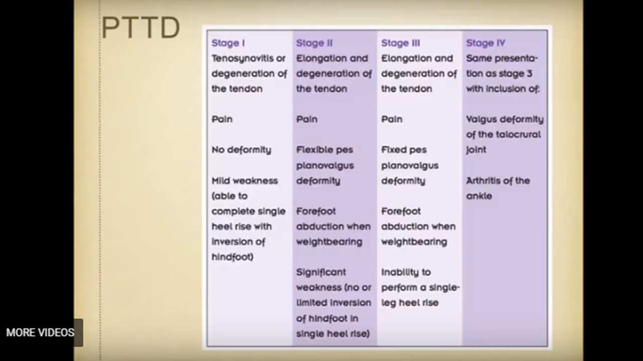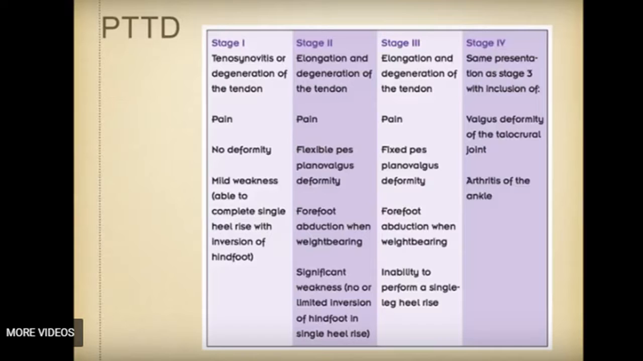Actually, I would bet that those in stage 4 probably have more pain than any of the other stages. Let's take another description. Let's take the top one, for instance. Stage 1, let's see, tenosynovitis or degeneration of the tendon. Okay, I get that. Elongation and degeneration of the tendon, that would be stage 2. Stage 3, elongation and degeneration of the tendon. Hey, wait a minute, that's the same thing. Stage 4, the same presentation as in stage 3, with the inclusion of valgus deformity of the talocrural joint. Well, there's definitely valgus deformity in stage 2 and stage 3.